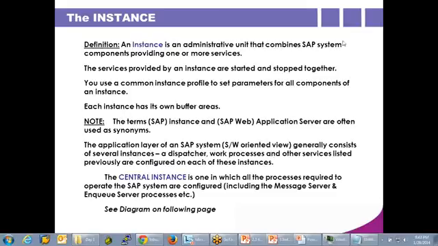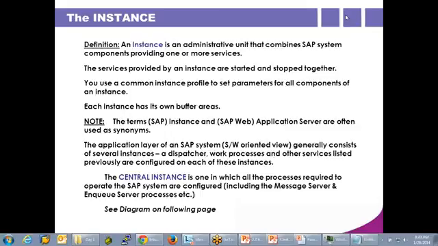Yes. As you're seeing, the definition is an administrative unit which combines the SAP system components providing one or more services or resources. If you want to start the SAP system, it means nothing but starting the instances. If the instance is started, your SAP system is started. If you have 10 instances, all 10 instances you need to restart. If you are stopping and starting, you are stopping the instances combinedly.